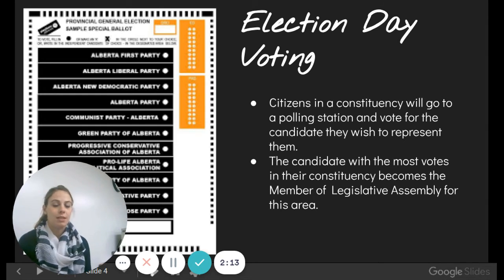You can only vote in the constituency in which you live, and so often you will need to provide proof of residency. You need to be over 18 to vote, and you need to have resided in Alberta for the last 6 months. And so when you go to the polling stations, you will vote for one candidate to represent you. You don't vote for two, and it always has the candidate's name as well as the party that they represent.